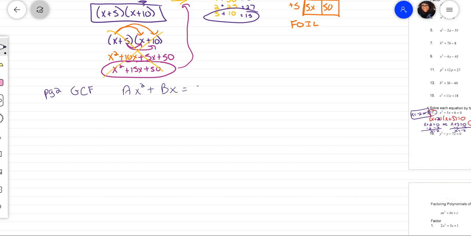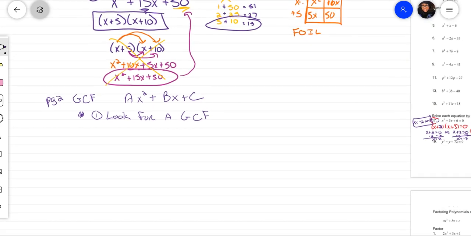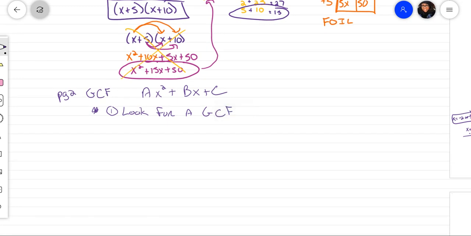What's going to be different here is that we're first going to look for a GCF. So our first step is to look for a GCF. This is now always going to be our first step for all the other factorings. First thing you want to do is get into the habit of looking for a GCF. If we have one, we obviously are going to factor it out. And then after that, we just go ahead with everything just like we did before.